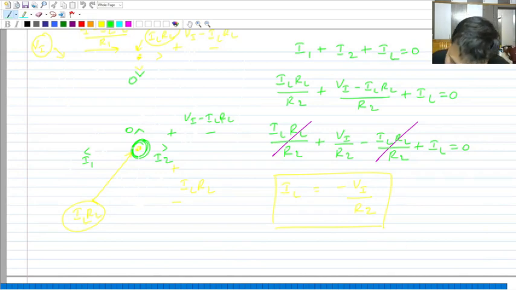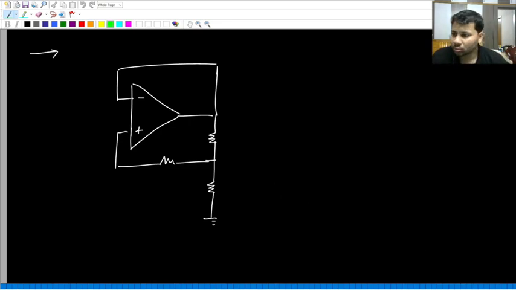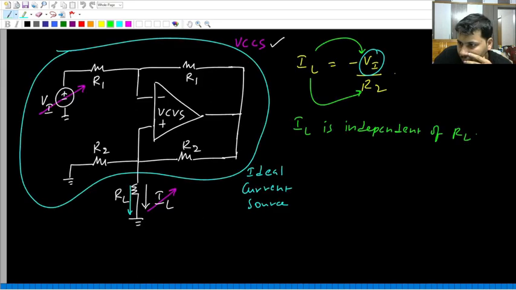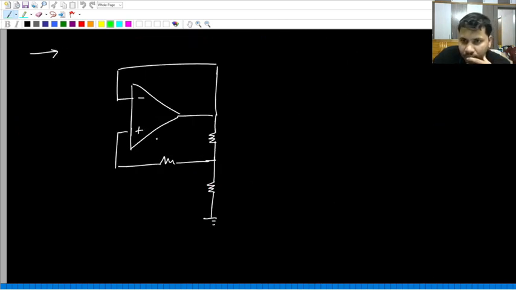I think I have some problem. Okay, I think I have to redraw this circuit.